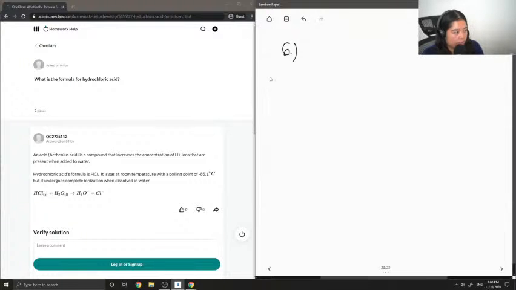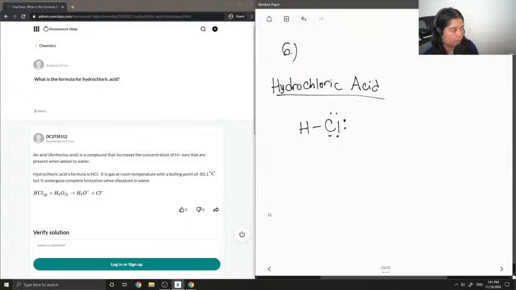Okay, so moving on to question number 6. It just asks, what is the formula for hydrochloric acid? So this is one of the simpler, well-known acids, and basically it just contains hydrogen bonded with a chlorine. I'll just draw in the lone pairs of chlorine. So its chemical formula is simply just HCl. Let's see what our junior tutor said.